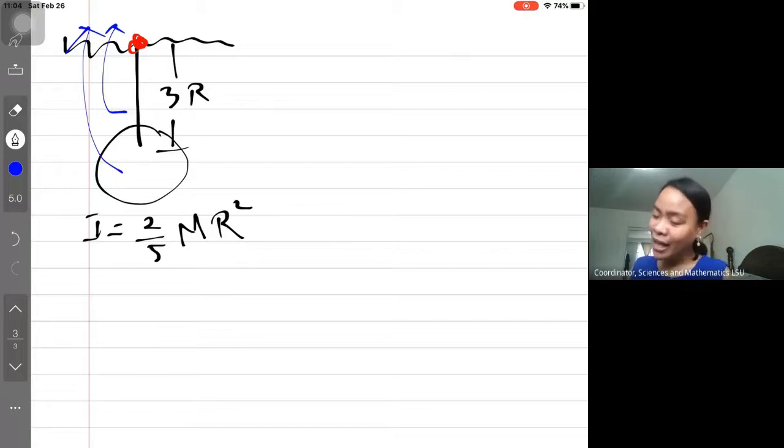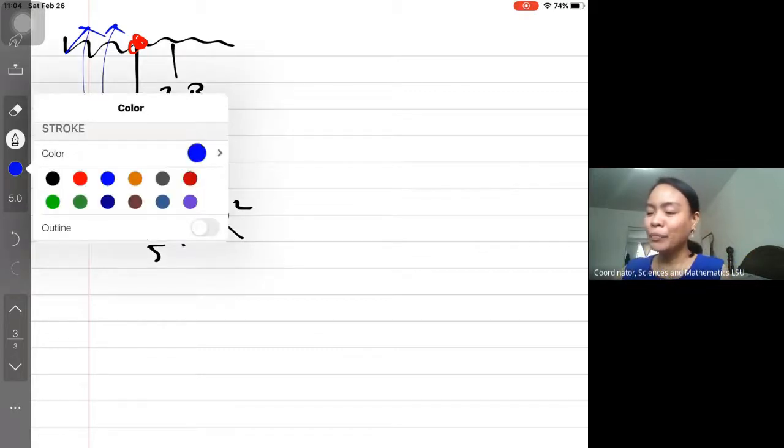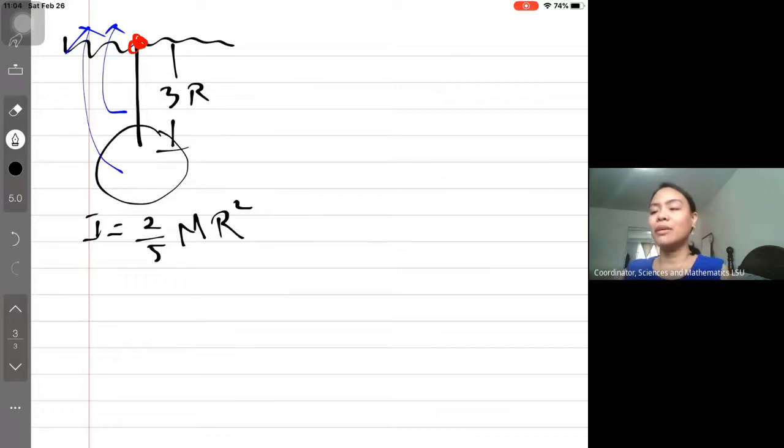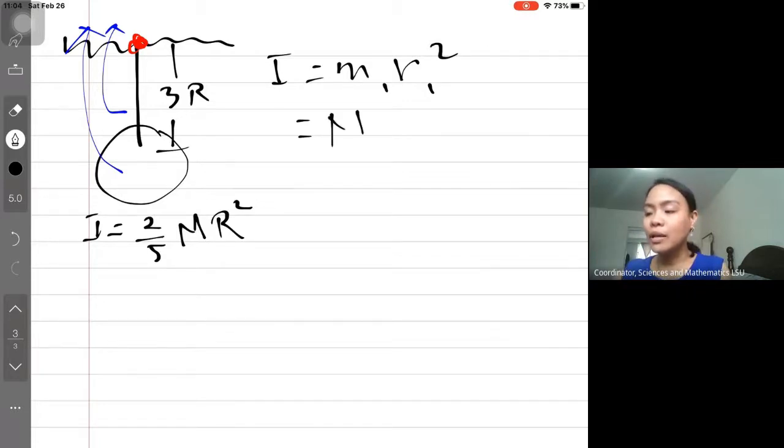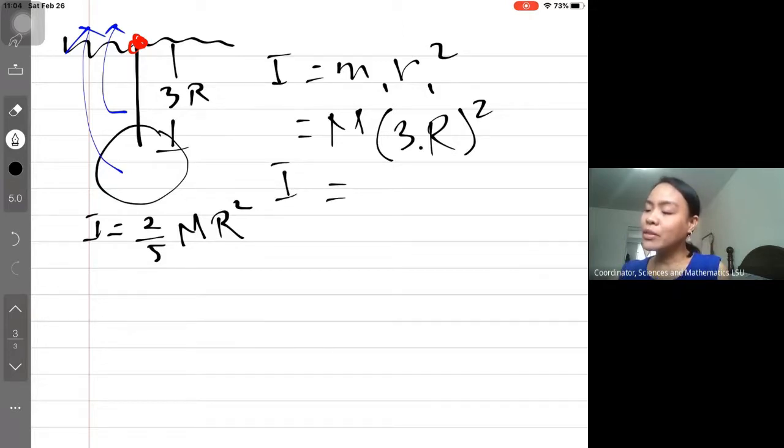With that, we can compute first the moment of inertia for the string. Again, our formula is mr squared. Our mass of the string we use capital M, and our radius will be 3r, and that is squared. So 3 times 3 is 9. So we have 9 mr squared. That is for the string.